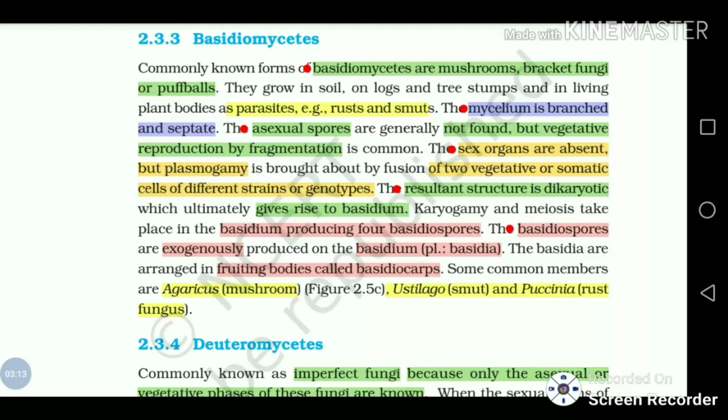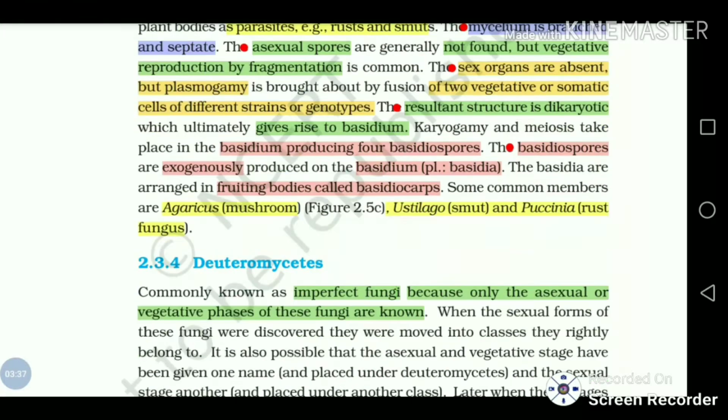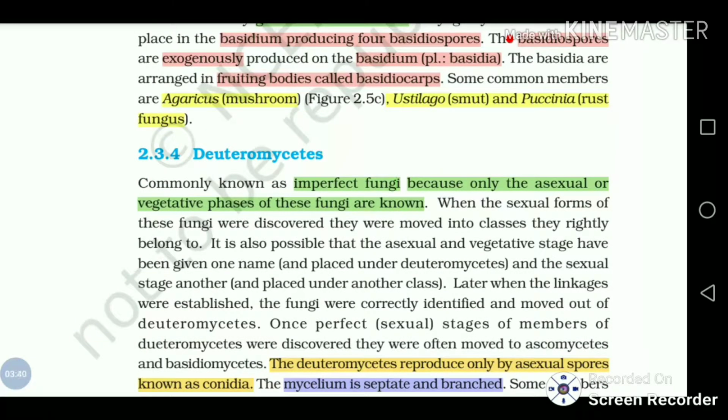That's very important. It produces 4 basidiospores, and these basidiospores are exogenously produced on the basidium, and the fruiting body is called basidiocarp. Some examples of Basidiomycetes are Agaricus, the mushroom, Ustilago, the smut fungi, and Puccinia, the rust fungi. The fourth class is the Deuteromycetes, and these are also called imperfect fungi because only the asexual or vegetative phase of these fungi is known.